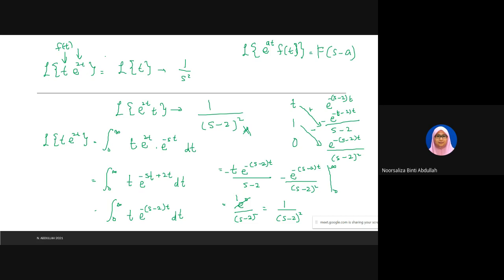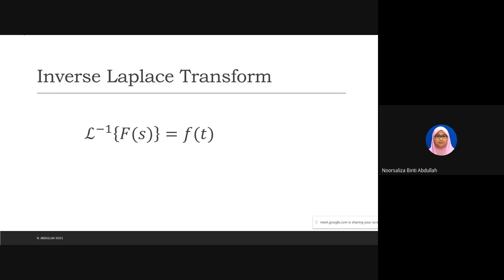Okay, dah salin belum? Sudah. Okay, so tak ada soalan. Kalau tak ada soalan, we move to inverse Laplace transform. Okay, so last week, we want to transform from time domain to S domain. And now we have a S domain signal, and then we want to transform it back to time domain. So we call it inverse Laplace transform. Okay, from S to T.